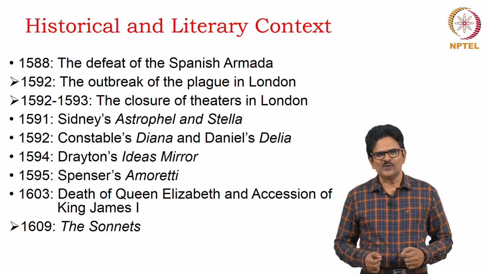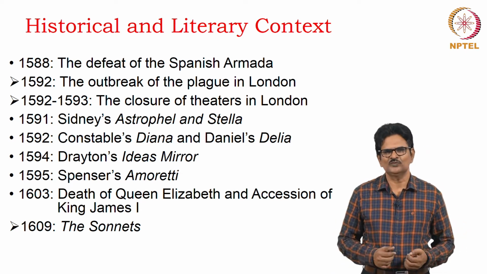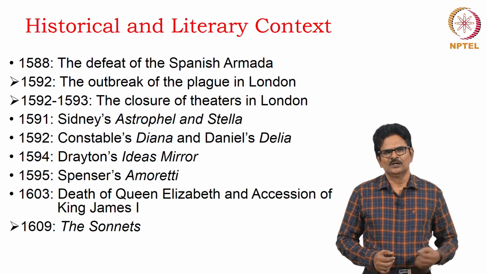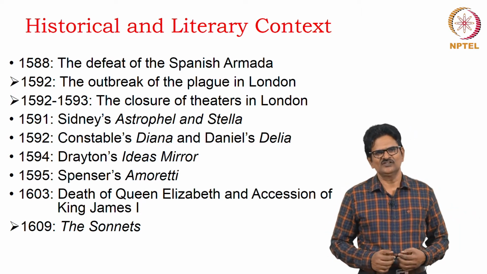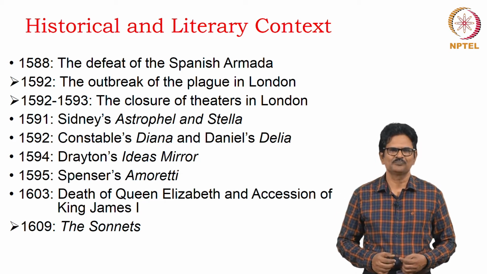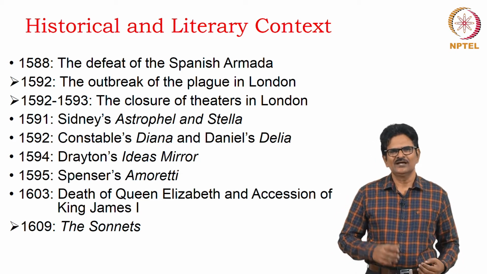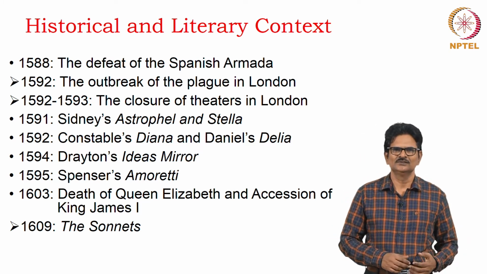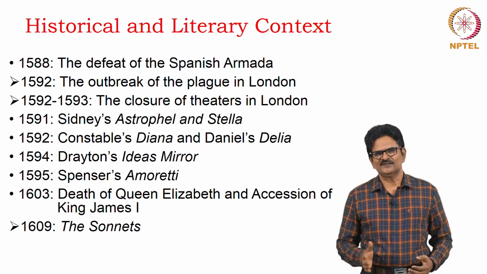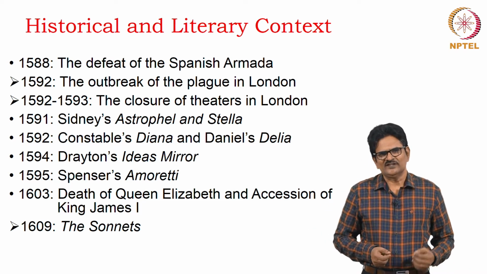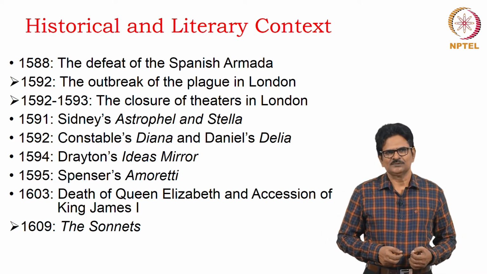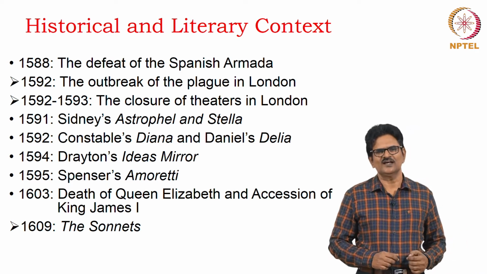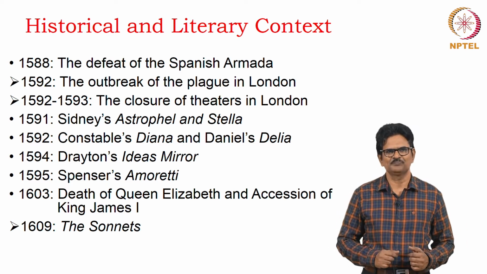In 1591, Sidney's sonnet sequence Astrophel and Stella was published. We have many other sonnet sequences after this. In 1592, Henry Constable published his sonnet sequence Diana, and Samuel Daniel's sonnet sequence Delia was also published. In the next year, we see Michael Drayton's sonnet sequence Ideas Mirror.